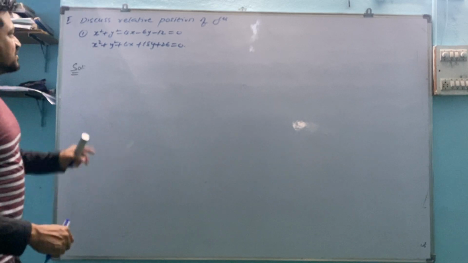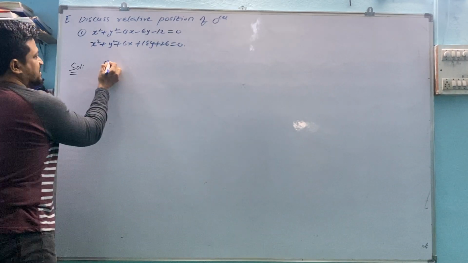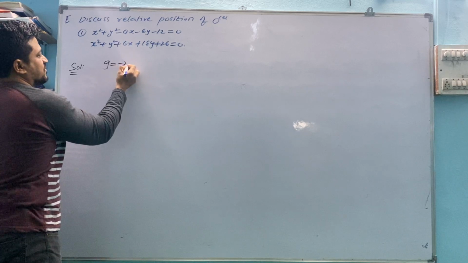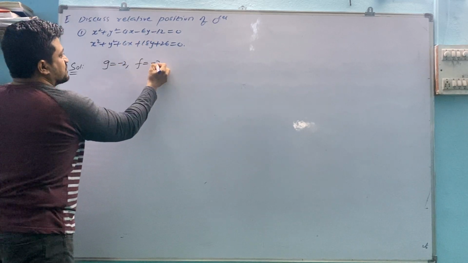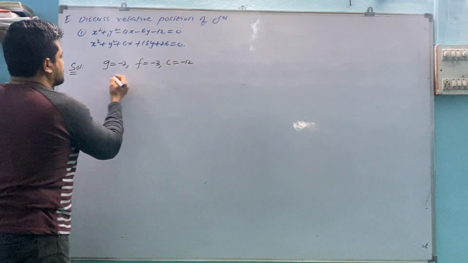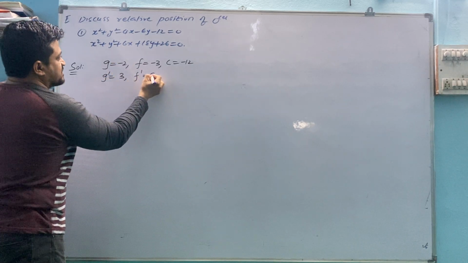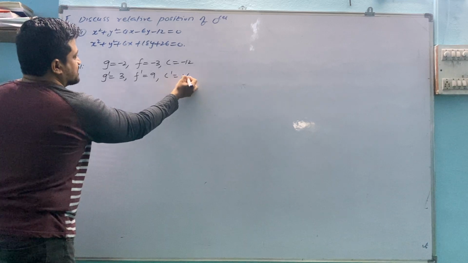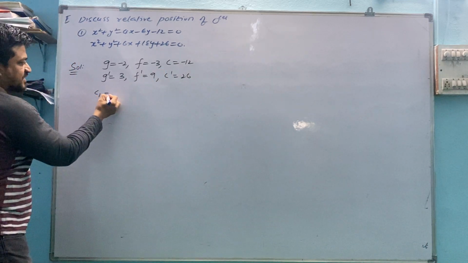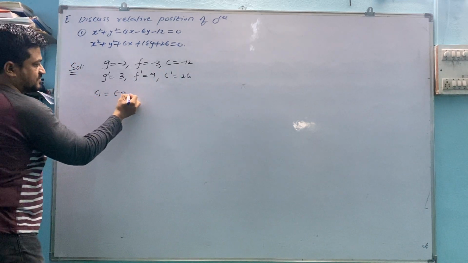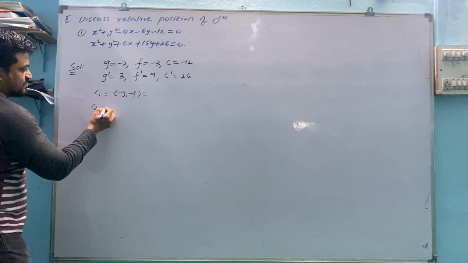Position of the circle. Two circles are given. First write g = f = c, then g', f' and c'. Then you have to find center 1, center 2.